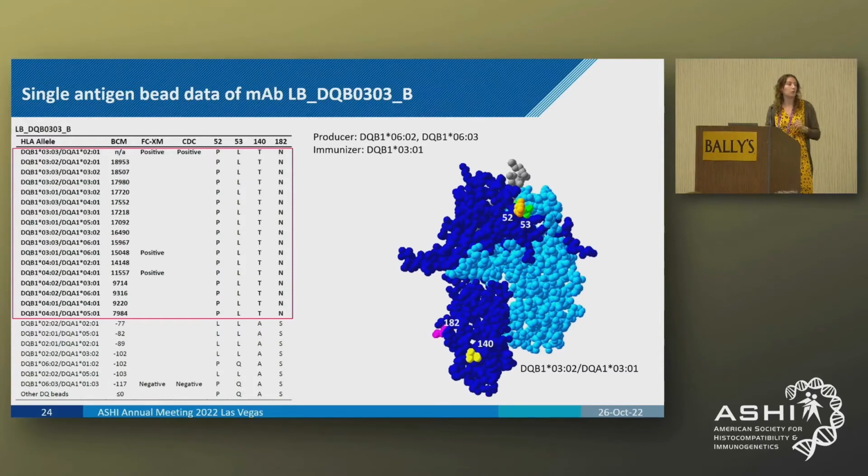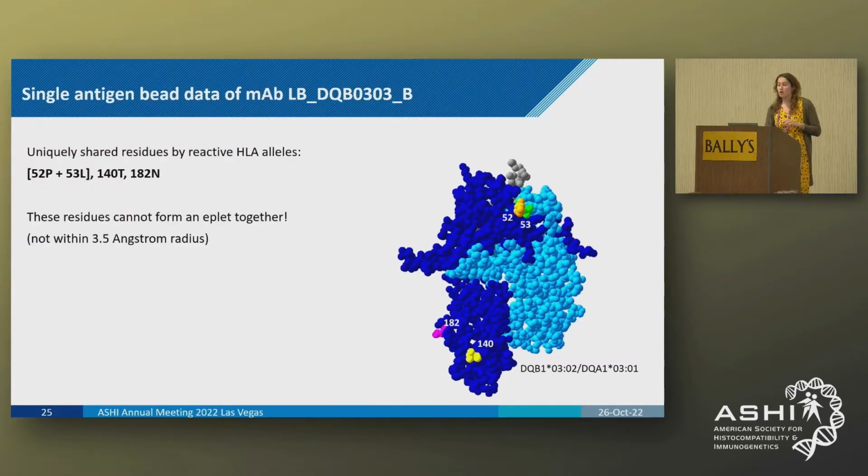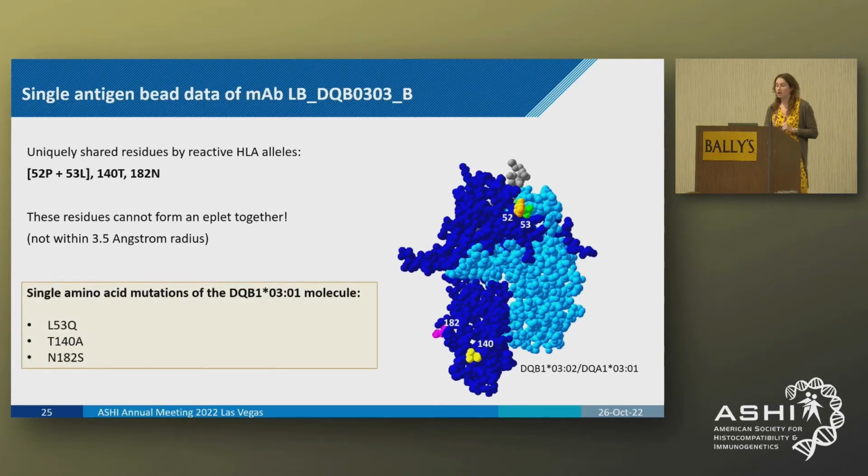So here we wanted to see which of these amino acids is crucial for the antibody binding. And just to show you that indeed the beads with the typing of the producer are negative. Here again we can see that these residues cannot form an eplet together, and therefore constructs were made with single amino acid mutations of position 53, a mutation from an L to a Q, and also positions 140 and 182. So again, three HLA-DQ3 mutants were made.